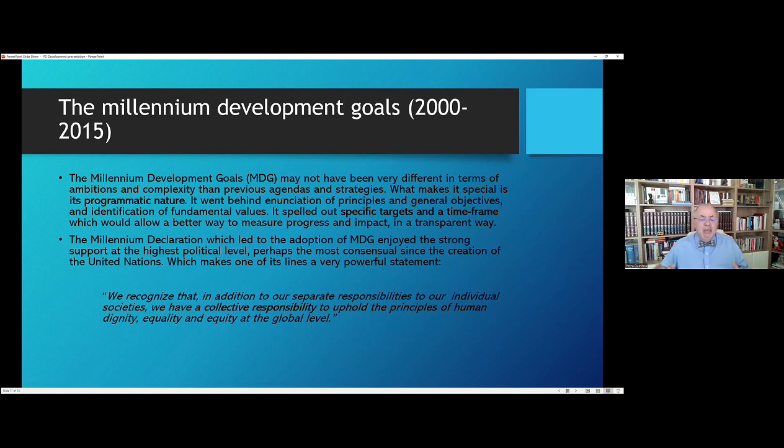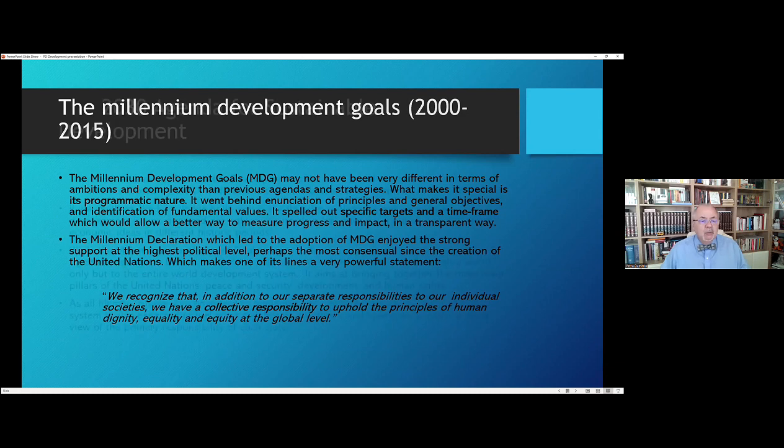What does it mean? They had specific targets in the time frame, so it was not just a sort of, it was a very rigorous commitment for development. And even if not all the goals, maybe half of them, were really achieved, it was very important that the international community committed to do that.